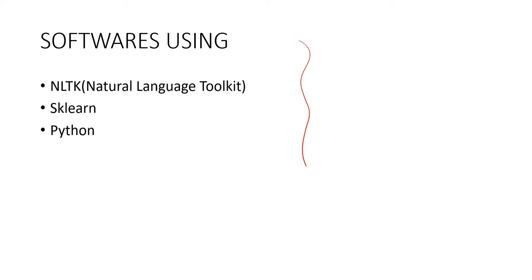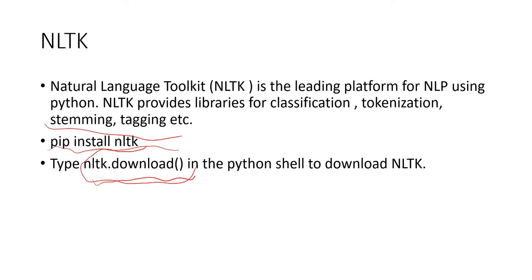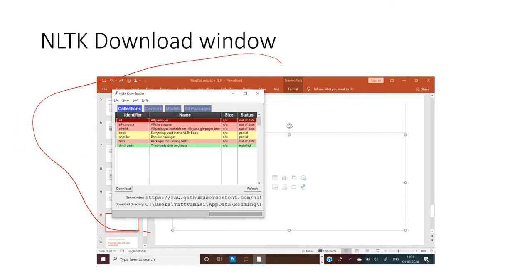Software used here: the NLTK, Natural Language Toolkit, sklearn and Python. NLTK, the Natural Language Toolkit, is the leading platform for NLP using Python. NLTK provides libraries for classification, tokenization, stemming, tagging, etc. You can use pip install nltk, then you will get NLTK installed on your machine. If you are using Conda, you can use conda install nltk. You can use nltk.download to download the datasets from NLTK. That is different, and you need that as well. You will get a window like this when you use nltk.download.